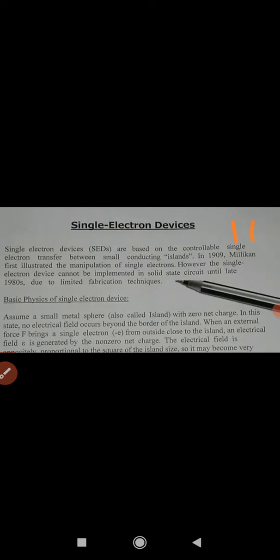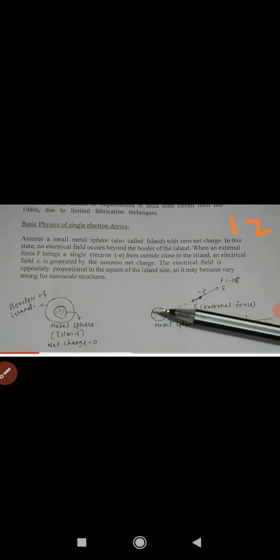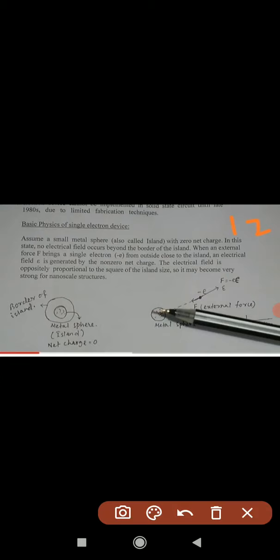I will explain here. We are using a metal sphere here. This metal sphere has no charge. This is called an island. The metal sphere is the island.